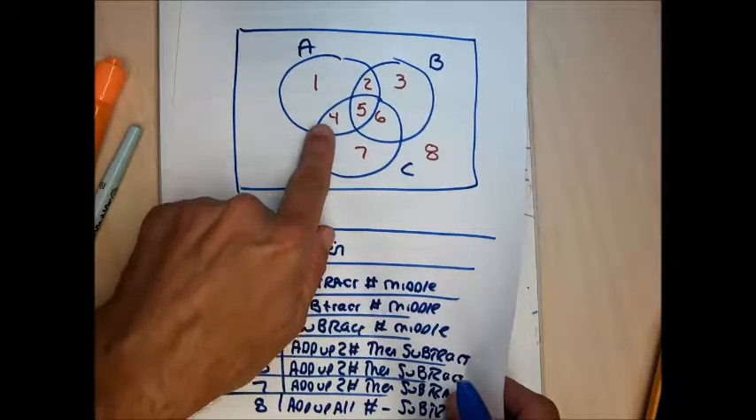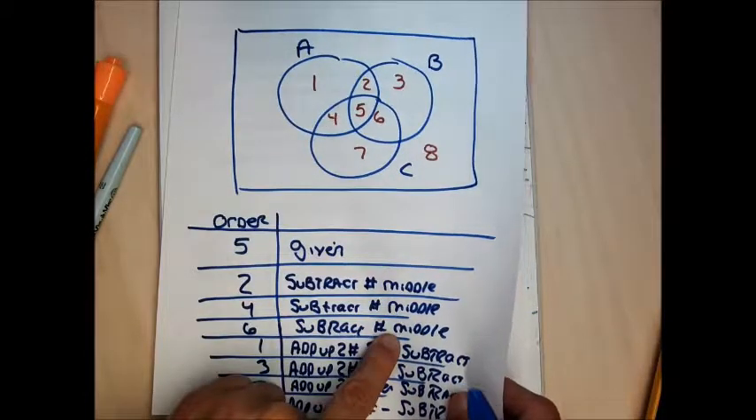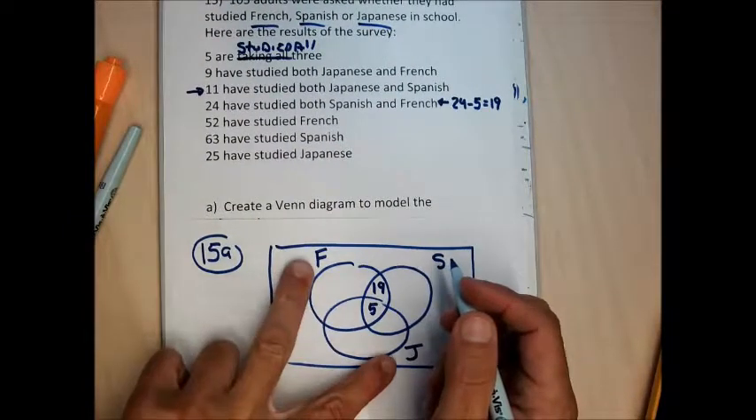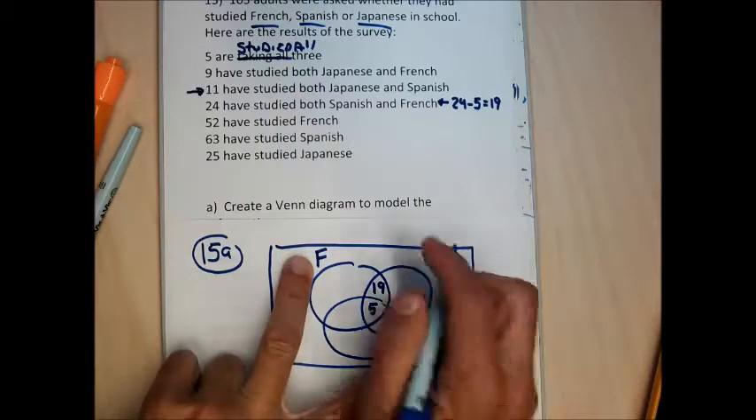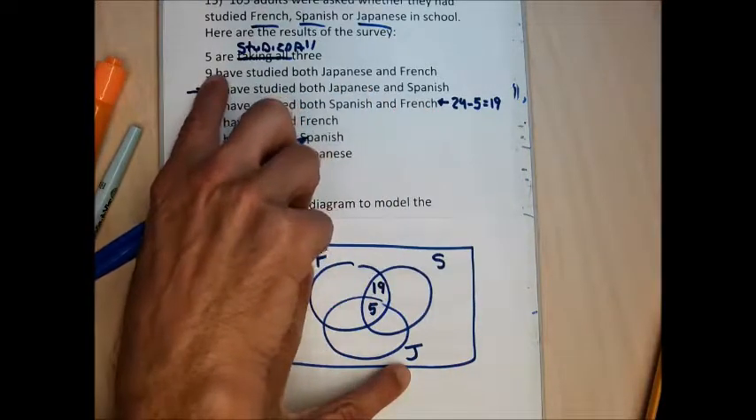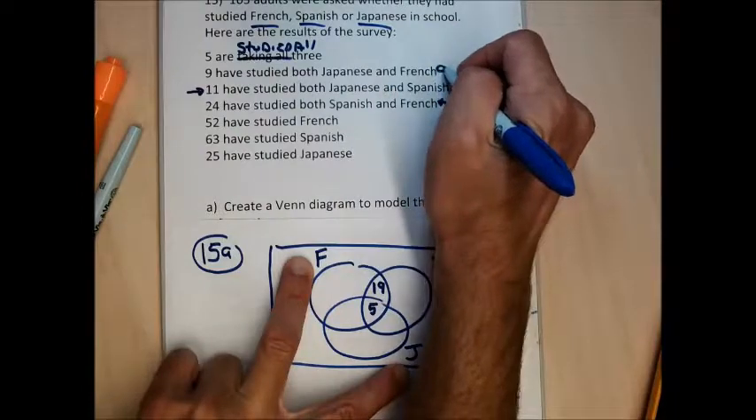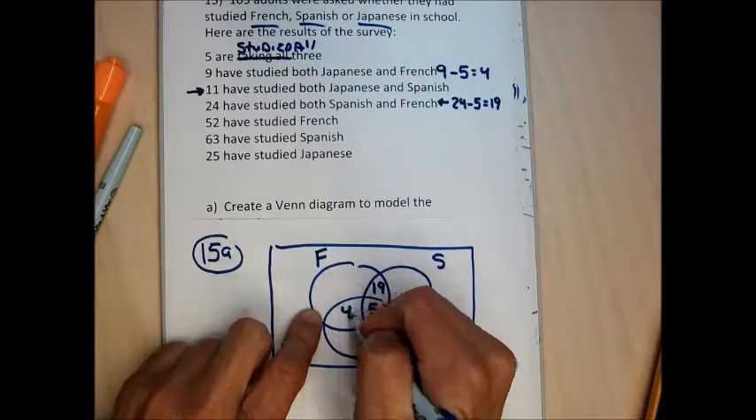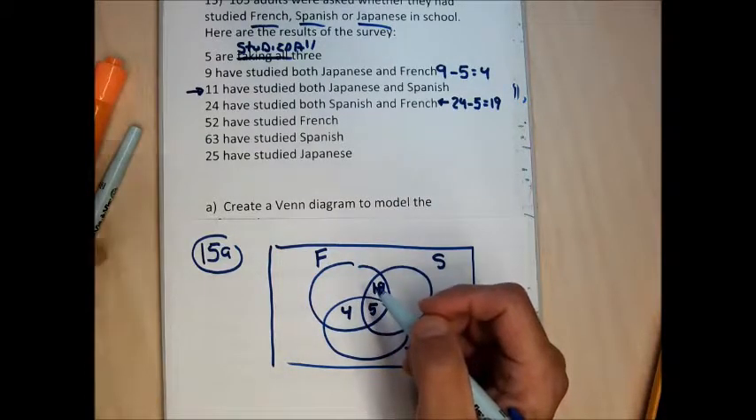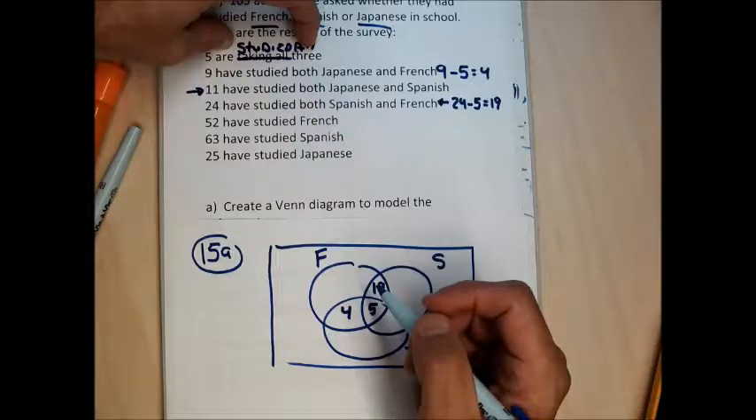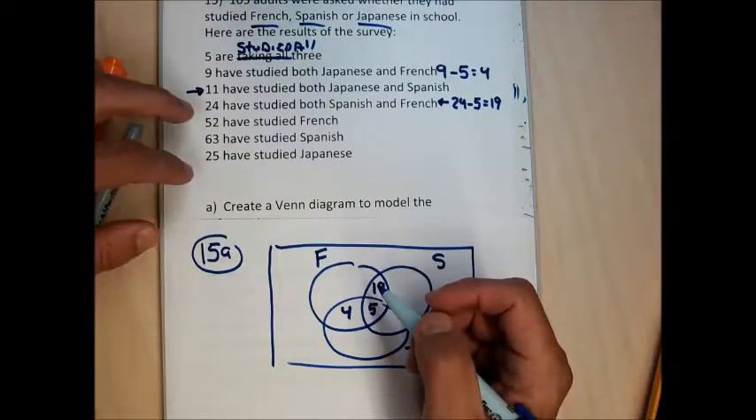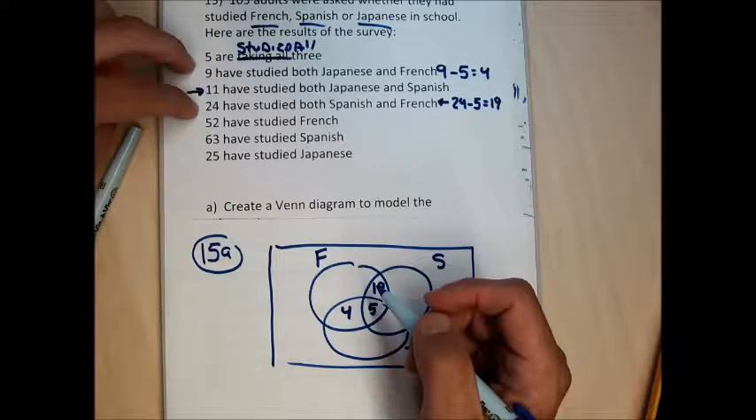Now I'm going to go on to region 4, and I'm going to subtract the middle number. Let me figure out for region 4 what number I need to attack. It's going to be the French and the Japanese number, which is these 9 right here. I'm going to take that number and subtract the number in the middle, and I'm going to get a 4. So I'm going in order. First, I did the number that represented all three languages. Second, I'm doing the 2 languages, and then I'll move on to the 1 language. So I went from 3 languages to 2 languages to 1 language.